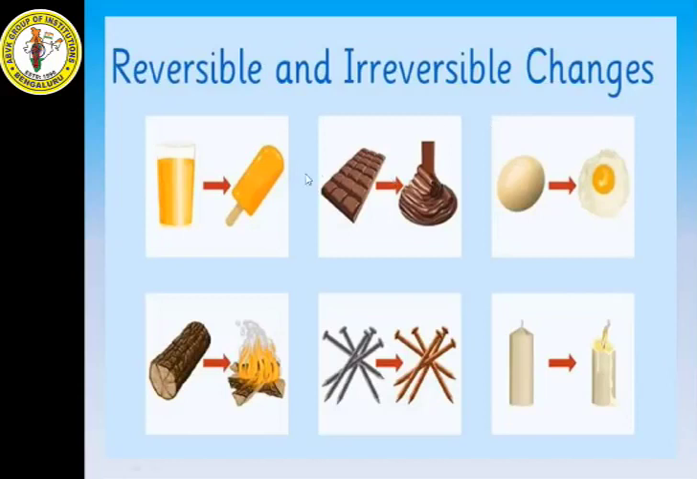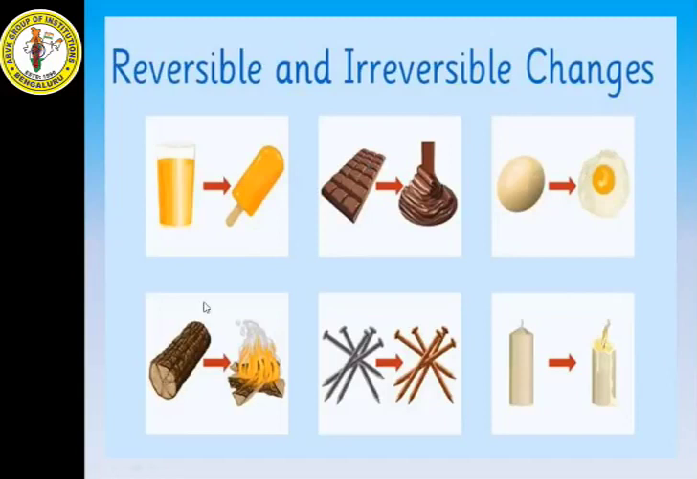You can identify. So from juice into ice, ice into juice. Is it reversible? Yes, this is a reversible change. From solid chocolate to liquid chocolate, and liquid chocolate to solid chocolate. Yes, we can do it. So it is a reversible change. Egg to an omelette, omelette to an egg. Is it a reversible change? No, this is an irreversible change.